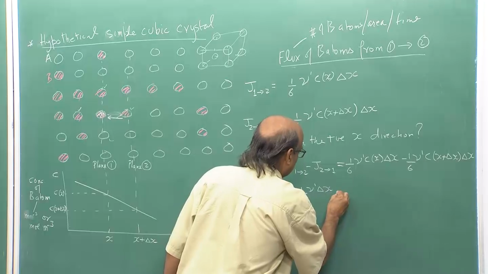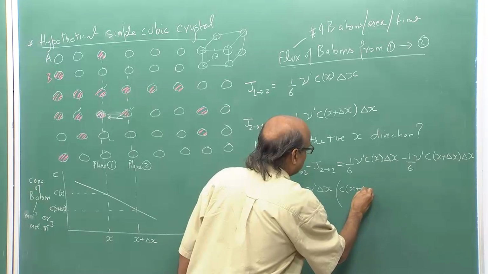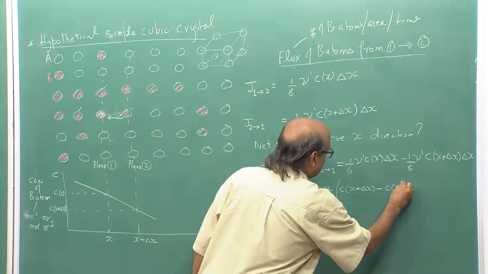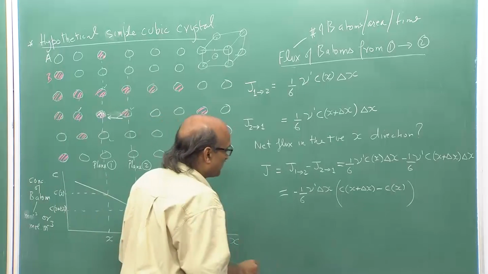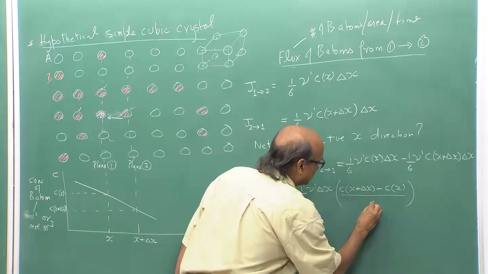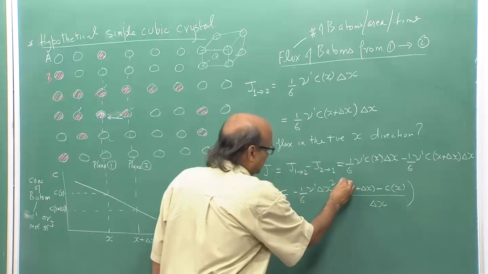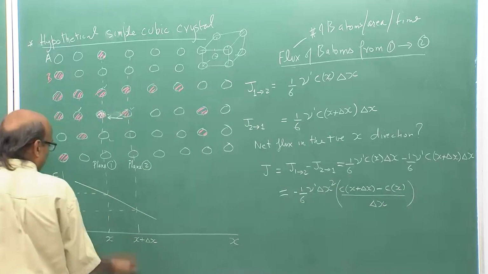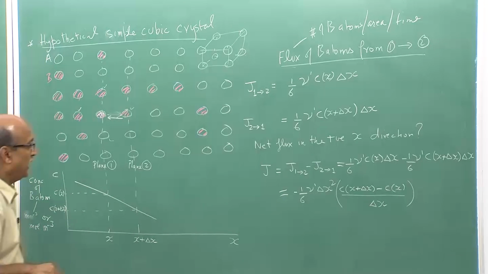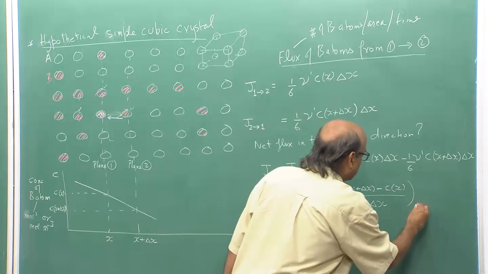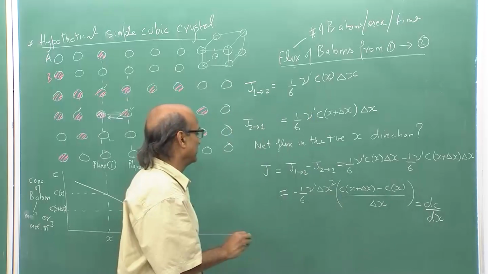delta x times C(x plus delta x) minus C(x). If I multiply and divide by delta x, then I have this. This term is nothing but the slope of this line. And the slope of this line can simply be written as dc by dx, or the concentration gradient.